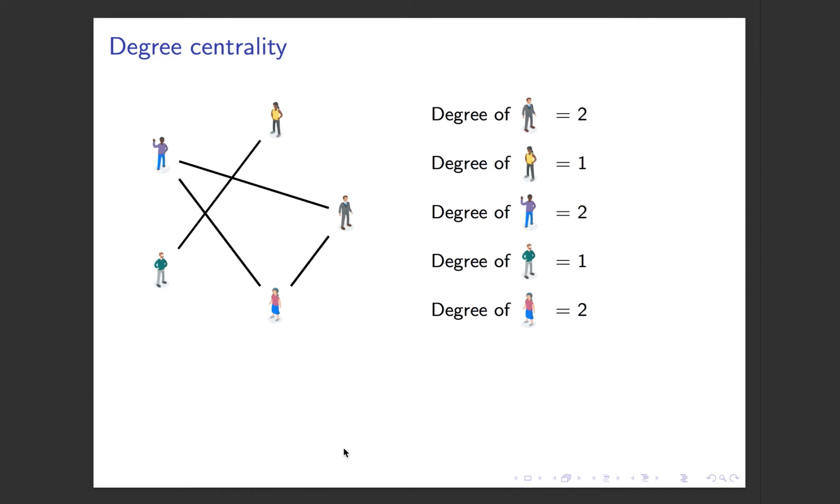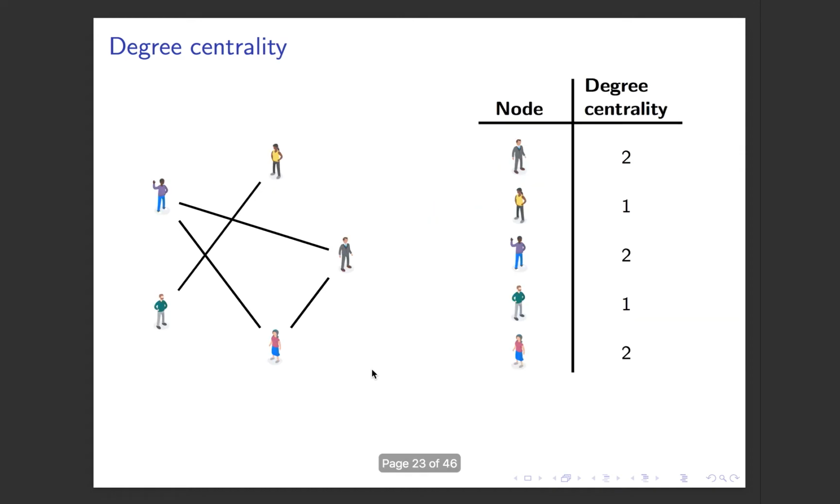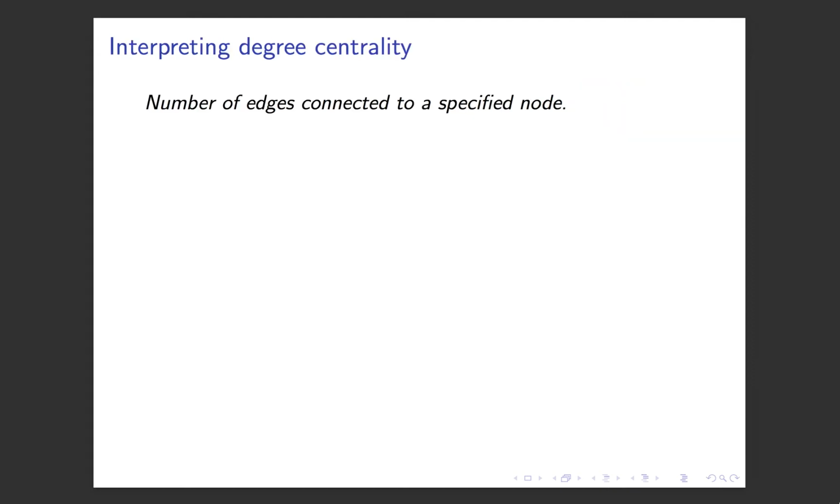So when we talk about degree centrality for a network, what we're really reporting is a host of different measures, each one individually related to a particular node inside of our fixed network. So when we look at degree centralities, we're inevitably going to end up looking at a table of values. This table is going to include a list of all the nodes inside of the network, and associated to each node will have the degree, and we'll call that the degree centrality of each node. The formal definition of degree centrality for a node is simply the number of edges connected to that specified node.